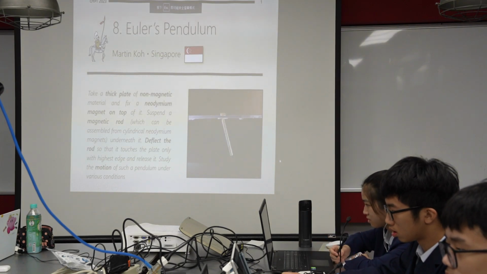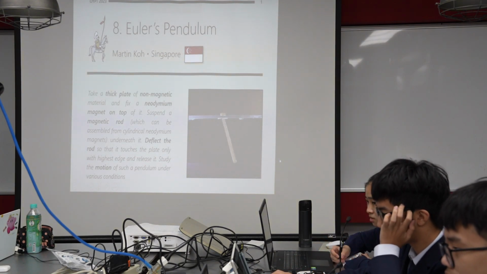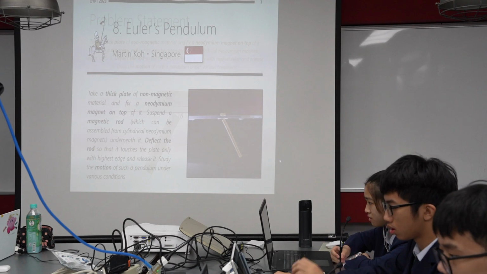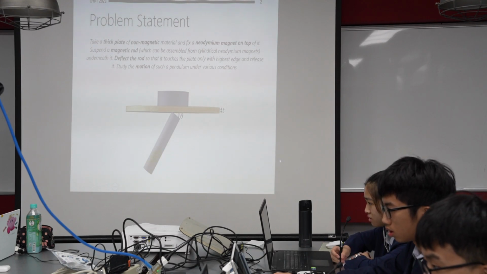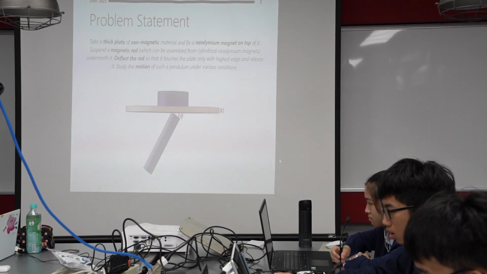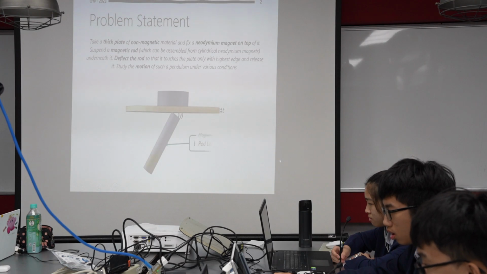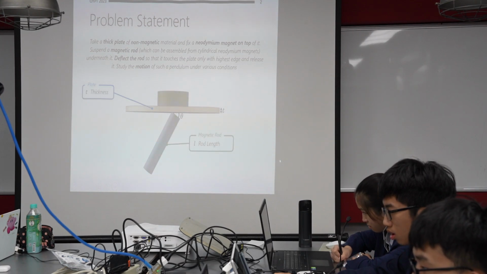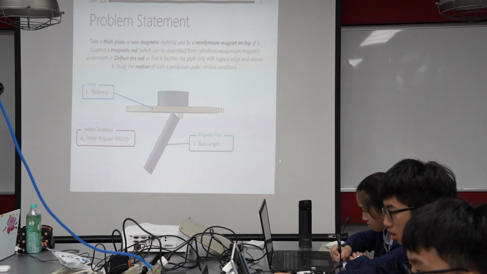Team Singapore, and today I'll be reporting on problem number 8, Euler's pendulum. The problem statement tells us to suspend a magnetic rod underneath a neodymium magnet and to deflect it. We have to study the motion of the rod under various conditions. The relevant parameters here are the length of the rod, the plate thickness, and initial angular velocity.